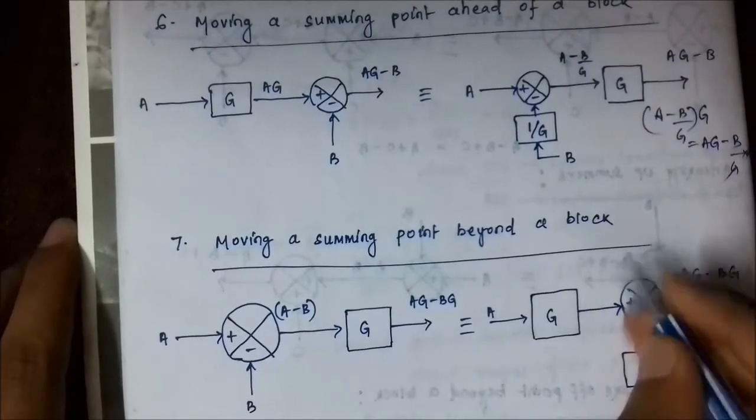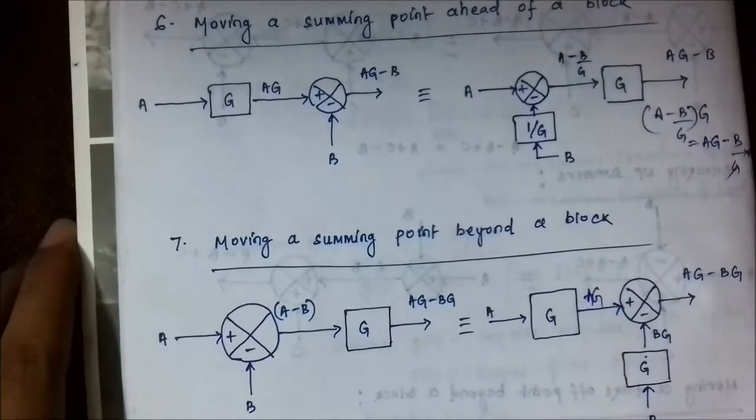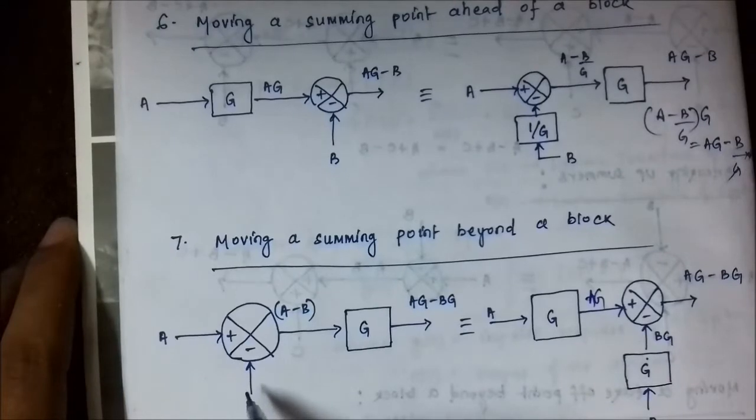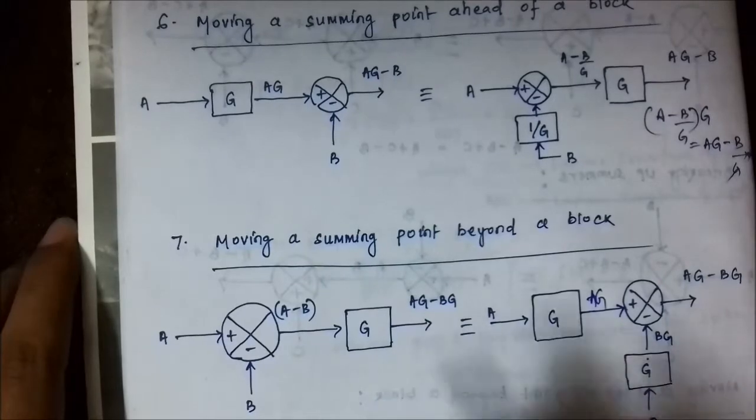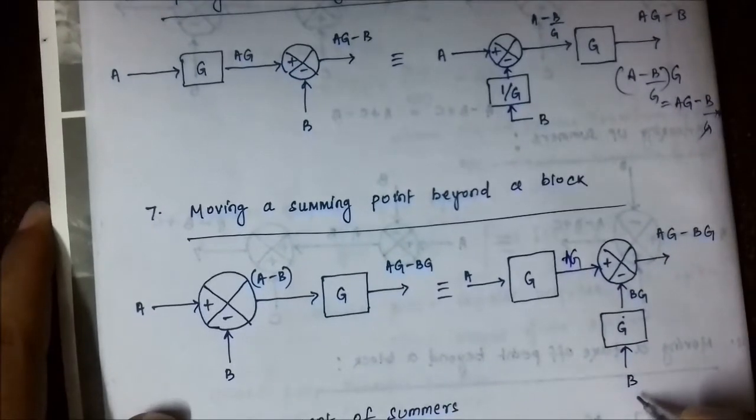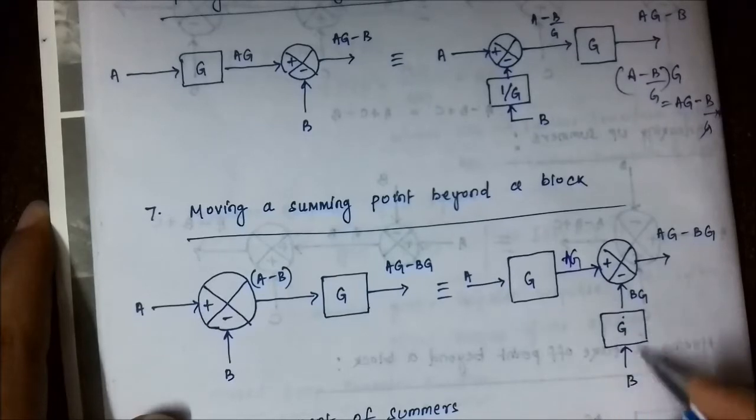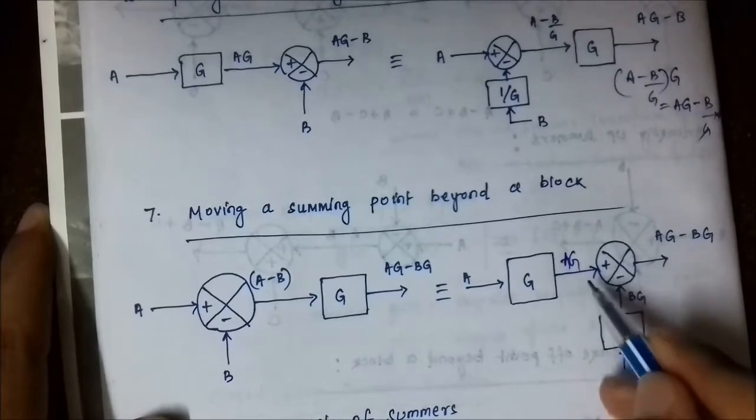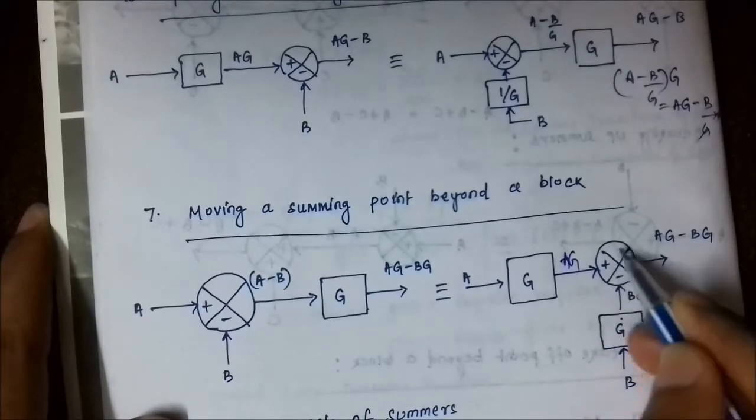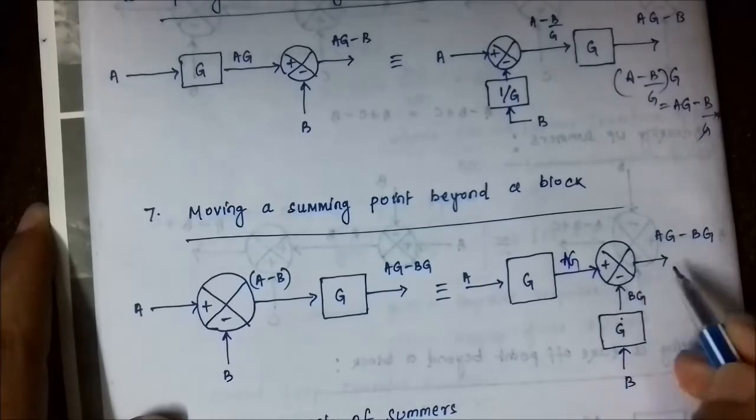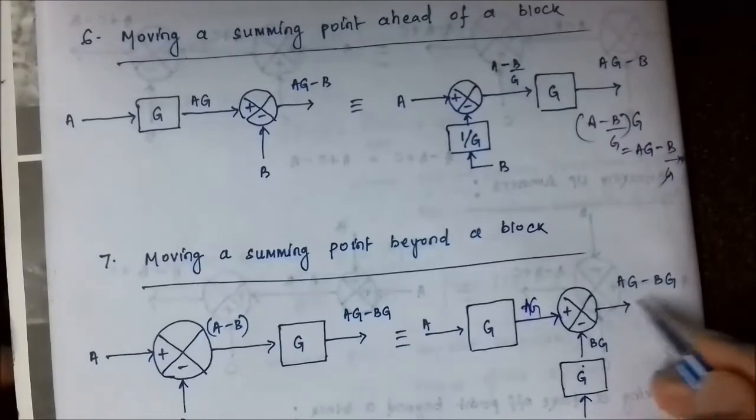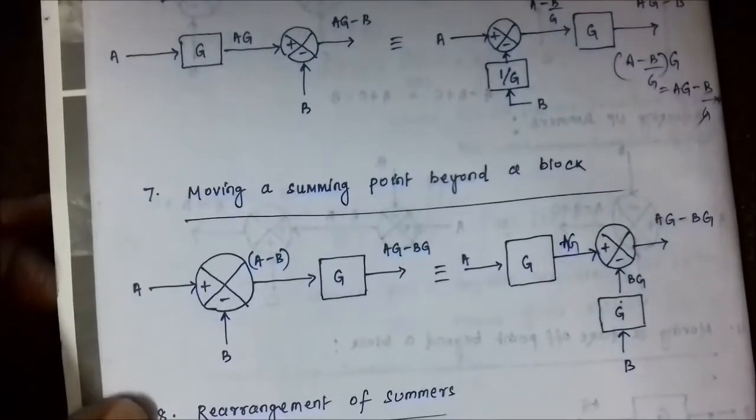So it passes through this block, we get AG here. Okay, AG is fed to the positive terminal. The vertical signal moves along with the summer. So in order to get the same signal AG minus BG, we have multiplied the B signal with the G block, the G gain block, so that we get the value BG here. So here the output of this summing point is AG minus B into G. Okay, AG minus BG. Please take a note here.